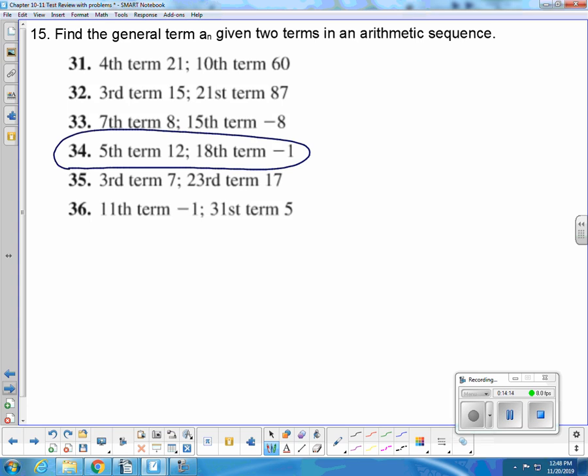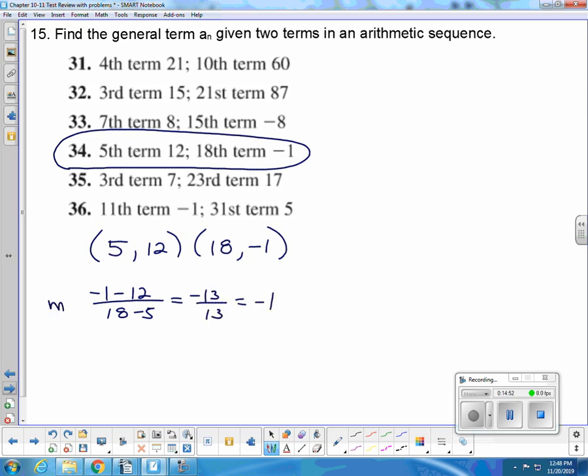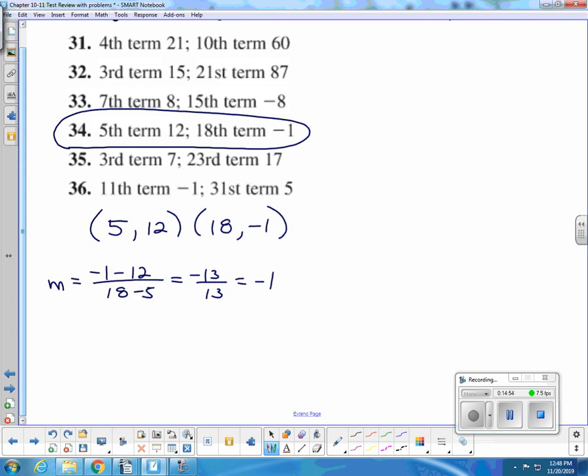So, we talked about arithmetic sequences being the same as what kind of functions? Lines, right? So we have technically in front of us 2 points. When n equals 5, a sub n equals 12. When n equals 18, our sequence equals -1. So we have 2 points. We're going to find the slope. We're going to write a linear equation. So our slope, -1 minus 12 over 18 minus 5. So that's our slope, or our common difference, the d value. Same thing.